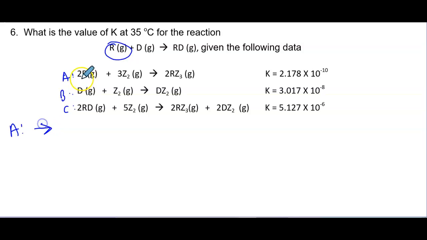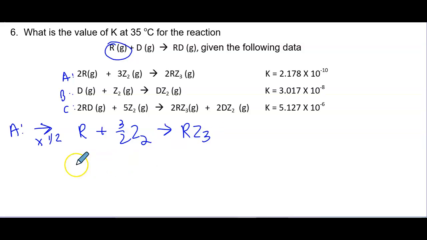to keep it forward. I need 1 R, and I have 2, so I have to multiply by 1/2. So we're going to do that, it's going to be R plus 3 halves Z2 goes to R Z cubed. Remember, we're multiplying everything through by half in this case.